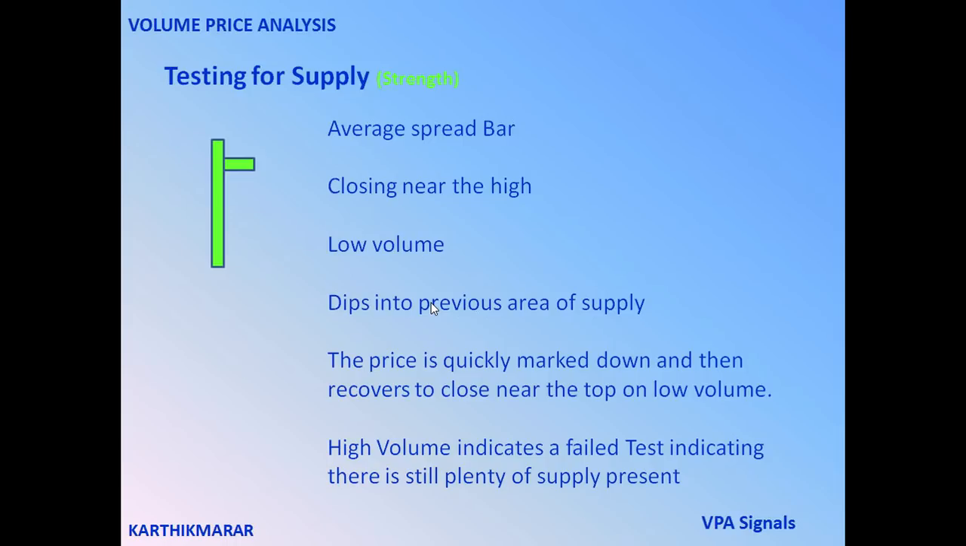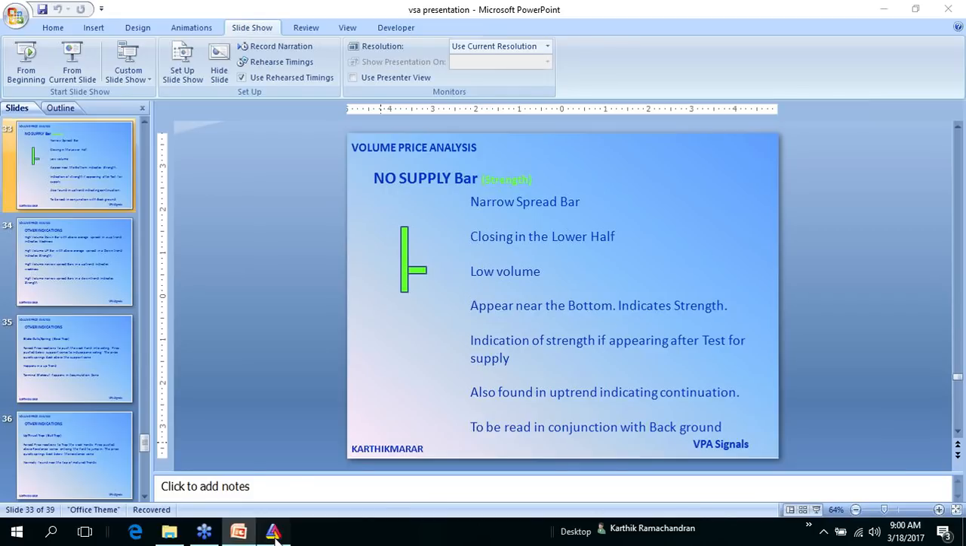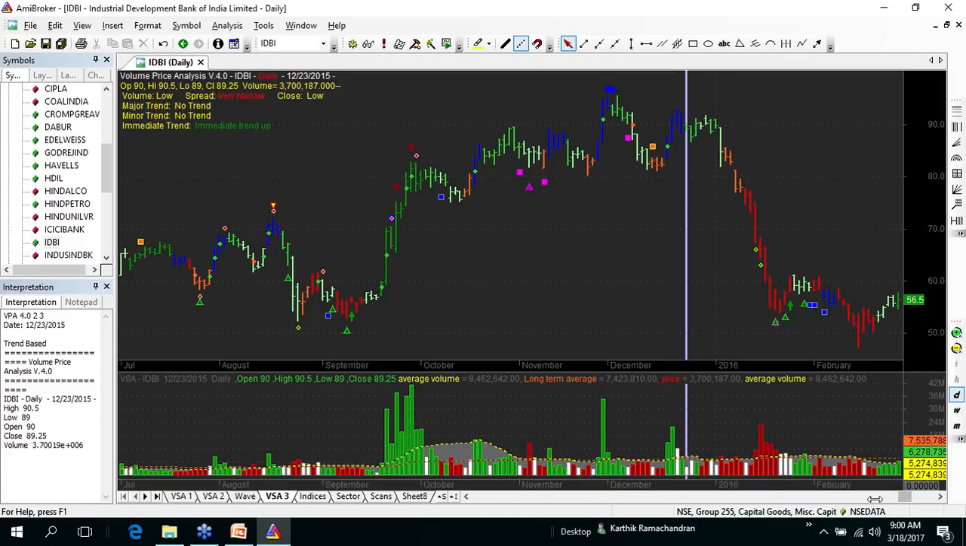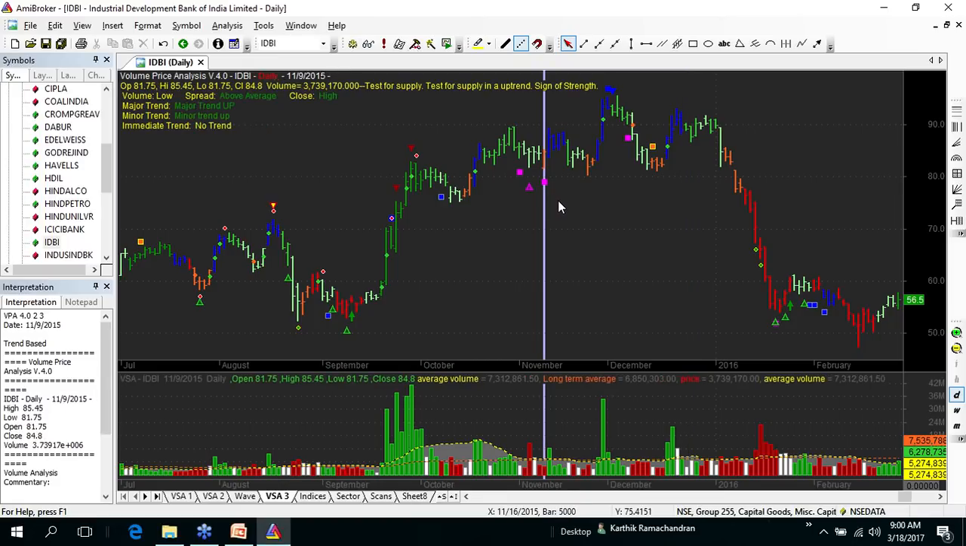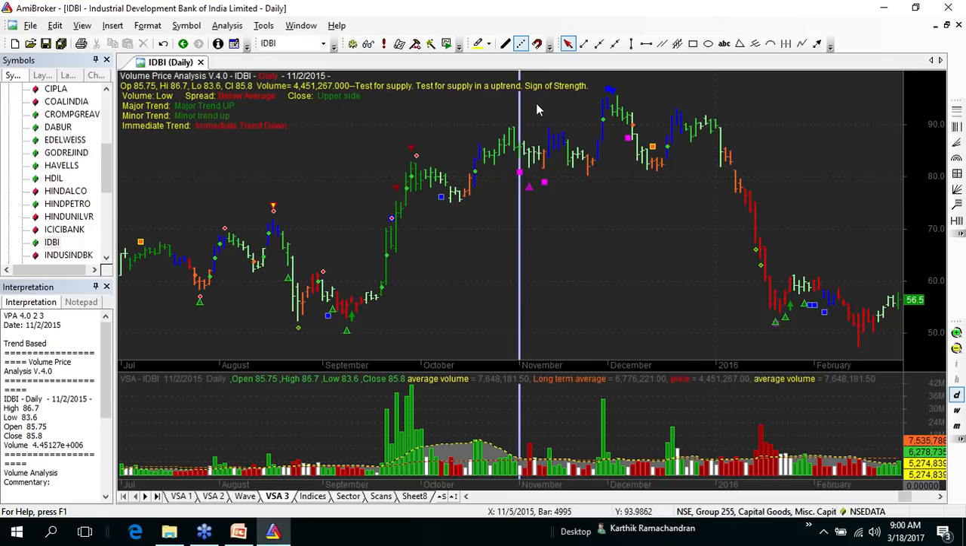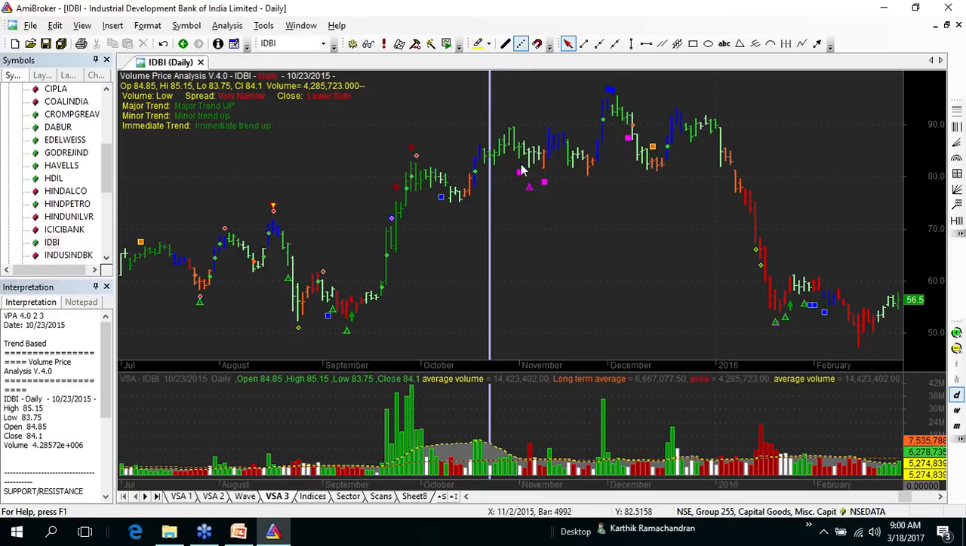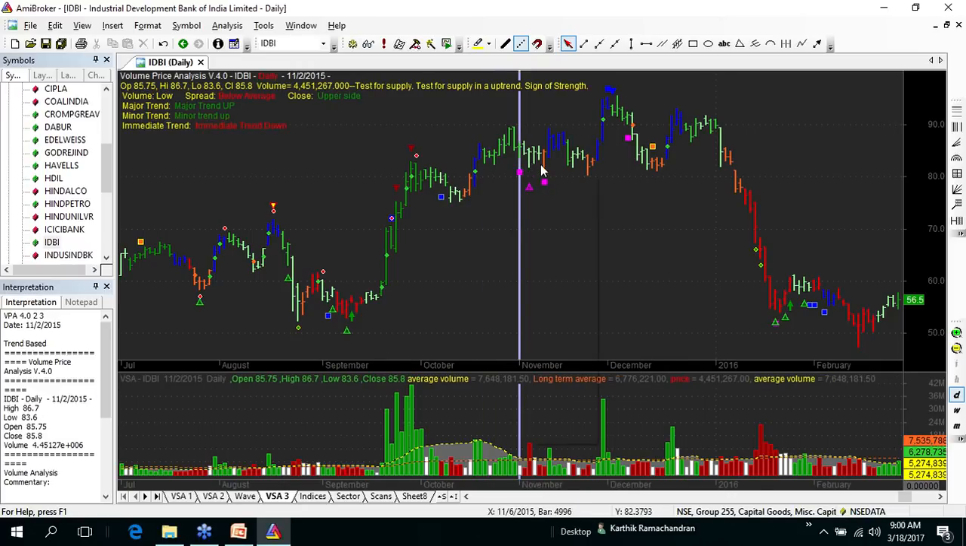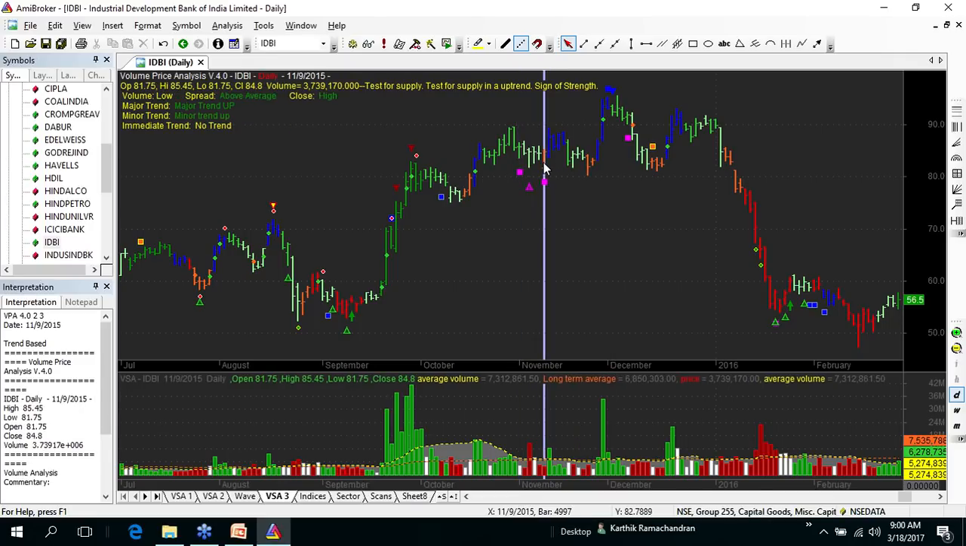So a successful test confirms that there is no supply, and that gives the green signal for the smart money to start their markup process. Before we go, let's look at some examples. These are tests for supply in an uptrend. When it happens in an uptrend, these are signs of strength, right? There is no supply, so it can be marked up further.